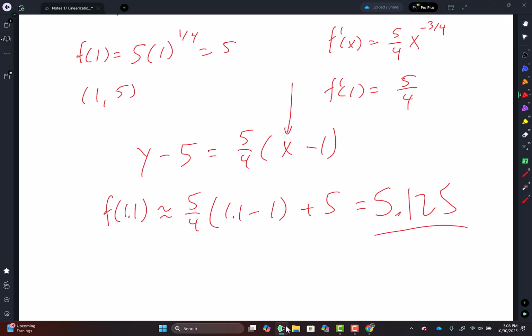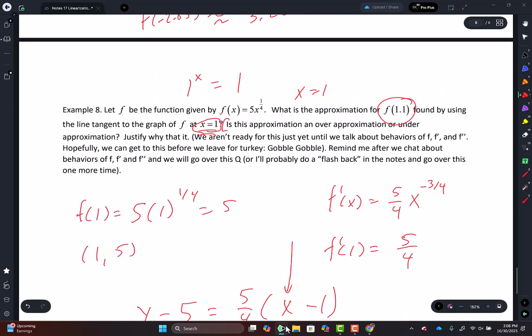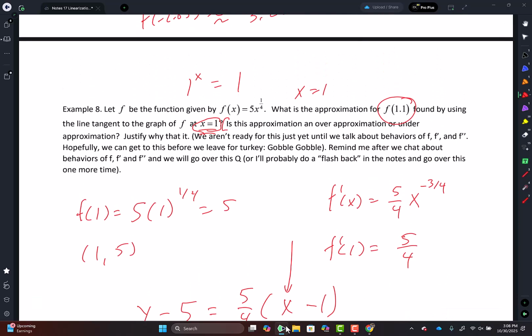Okay. How do you know if something is an over approximation or an under approximation? Because that's the next question: is this approximation an over approximation or an under approximation? Justify why that is. We're not there yet, but how would we know? Tell me something about the tangent line.